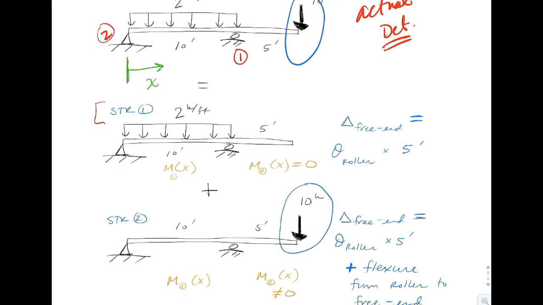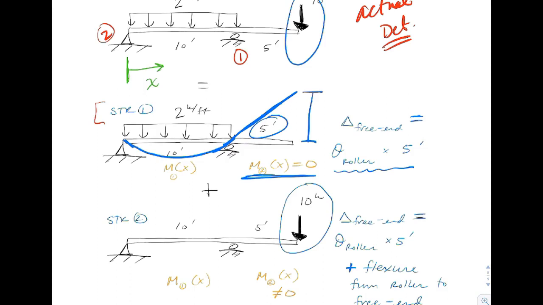So for the deflection at the free end out here, let's go ahead and draw a deformed shape. Now in structure 1, we have a segment where we have 0 moment. So we've got straight lines, and we're going to use geometry to get ourselves out there. That's going to be theta at the roller times 5 feet. And so the question now is, how do we find the slope right there?